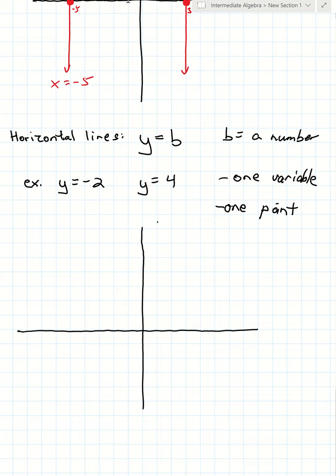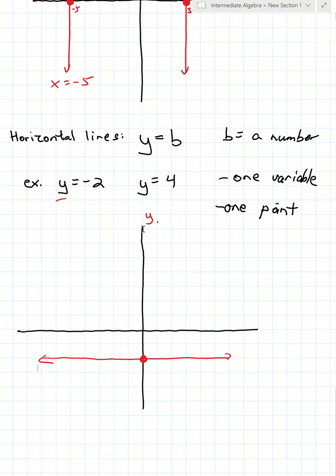And now when we want to graph these equations, if I want to graph y equals negative 2, I'm going to have to move along the y-axis, and I'm going to move down to the negative 2. One variable requires the 1 point. And because that one variable is the variable y, I know it has to be a horizontal line. So you draw a line through it.